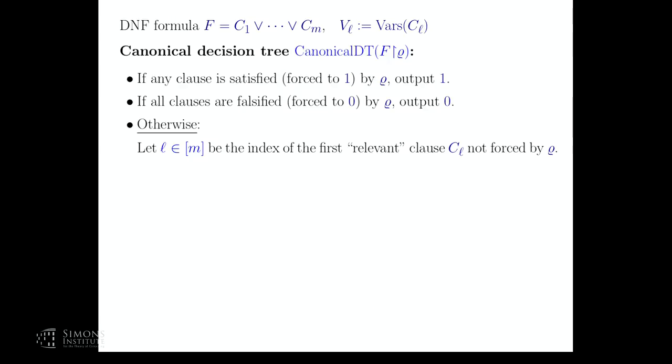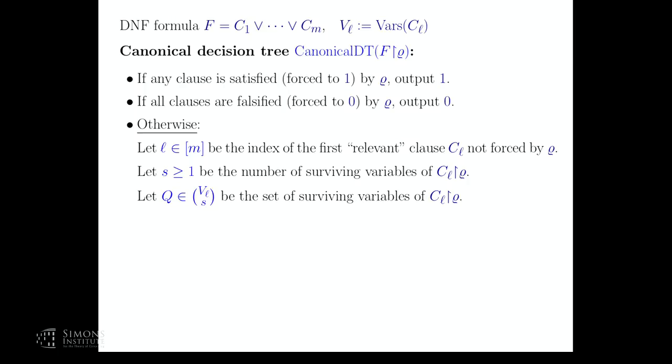So in the interesting case, if neither of these holds, then let L be the index of the first relevant clause C_L, by relevant I mean the first clause that is not forced to 0 or 1 under rho. I'll refer to this as the relevant clause. You can see already this looks like the first witness function in some sense. Let S denote the number of surviving variables of the lth clause under the restriction rho. Because this is not forced by rho, there's at least one surviving variable. Now let me denote by Q the set of surviving variables. So it's an S-element subset of V_L, the variables of the lth clause.